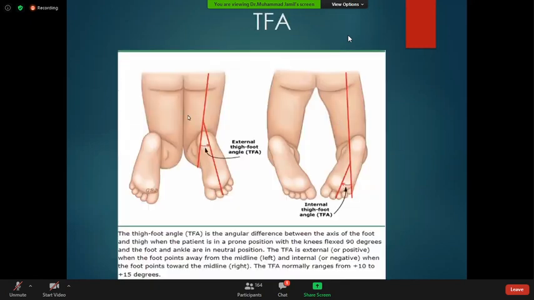Okay, this is the thigh foot angle. We will draw a straight longitudinal line in the thigh. Then we draw a line on the plantar surface of the foot that passes through the center of the heel and the second interdigital space, between the second and third toe, from here to here is a straight line, and we measure the angle. This is the external thigh foot angle, meaning external rotation of the foot, and this is the in-toeing. In in-toeing gait, this will be the negative foot angle. Okay, this is the negative.